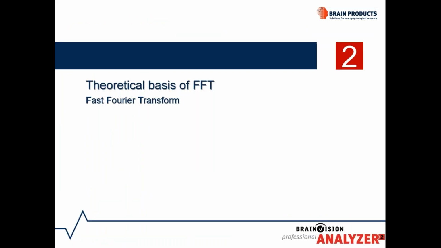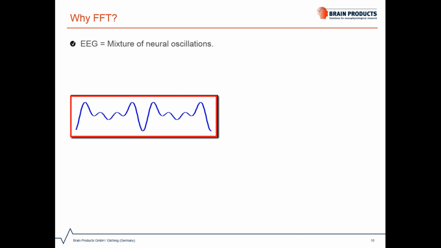Okay, now that we have revised some basics, let's move on to the next theoretical background on Fast Fourier Transform, the FFT. We know so far that EEG constitutes a mixture of neural oscillations that can be categorized into different frequency bands. But what is the analysis technique that helps us identify these hidden frequencies?